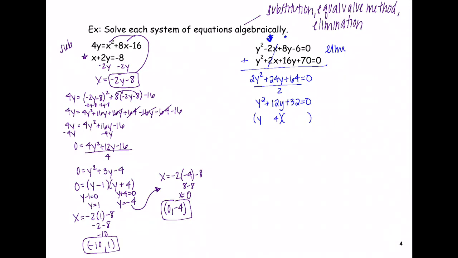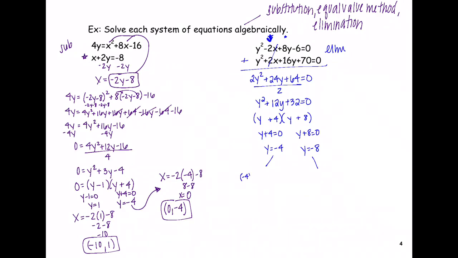4 times 8 is 32. If both signs are positive, they add to equal 12. y plus 4 equals 0. y plus 8 equals 0. I know y is equal to negative 4. y is equal to negative 8. I now need to plug those back in.